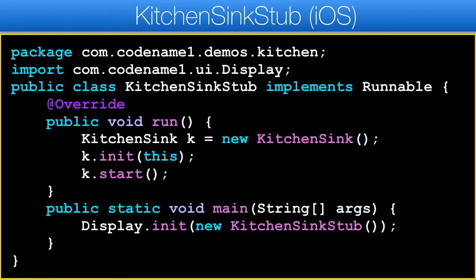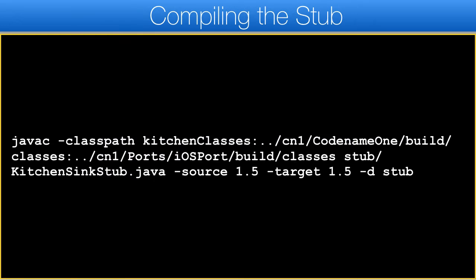the implementation. In the kitchen sink iOS folder, I created a stub directory. I then added the kitchen sink stub.java to that directory. The one interesting thing in the stub is the fact that the implementation invokes the runnable callback when it's ready. Everything else is really trivial. This can be compiled using this command.